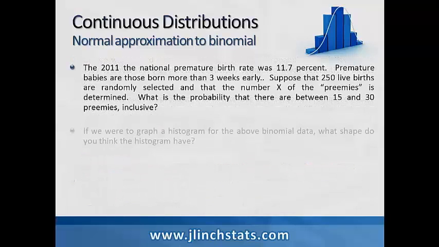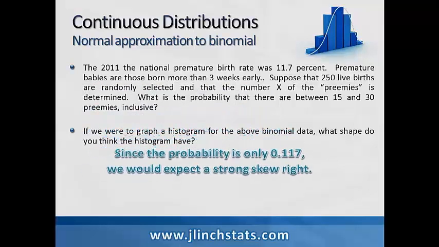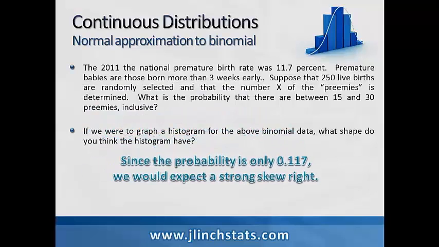Now once again, dealing with the same question, if we were to graph a histogram of the binomial data, what shape do you think the histogram will have? Recall when we graphed binomial data with different probabilities that we saw that binomial data went from being skewed to the right, to being fairly symmetrical at p equals 0.5, to being strongly skewed to the left. Now, if our probability here is 0.117, we would expect a strong right skew if we were to graph this data.